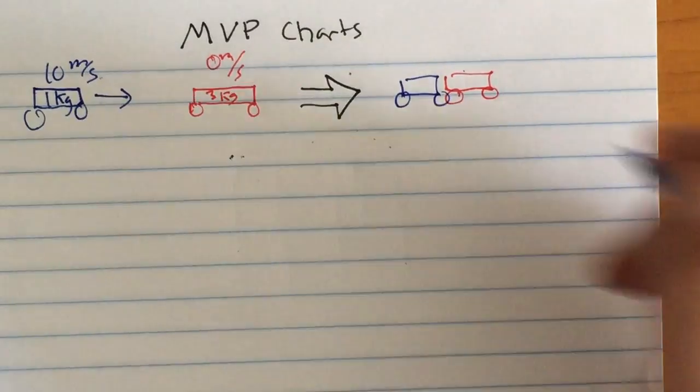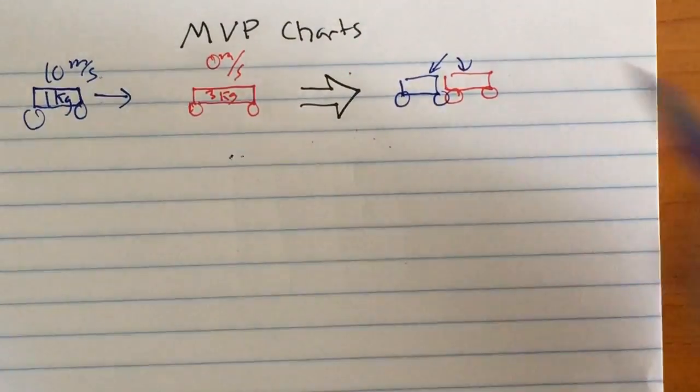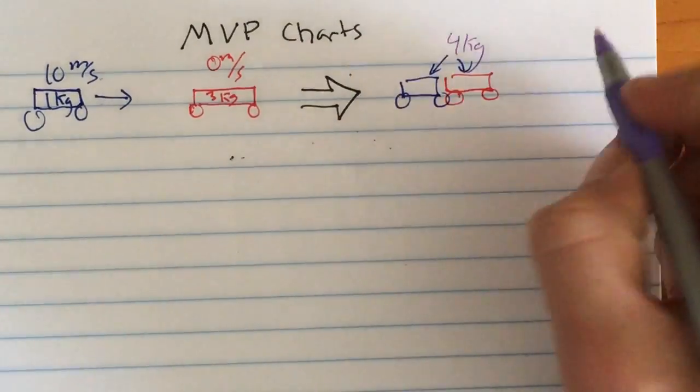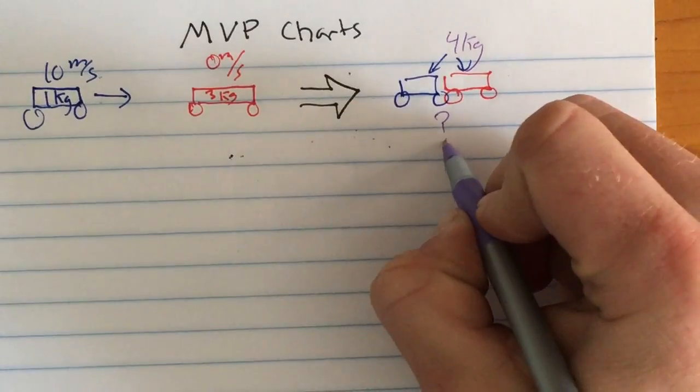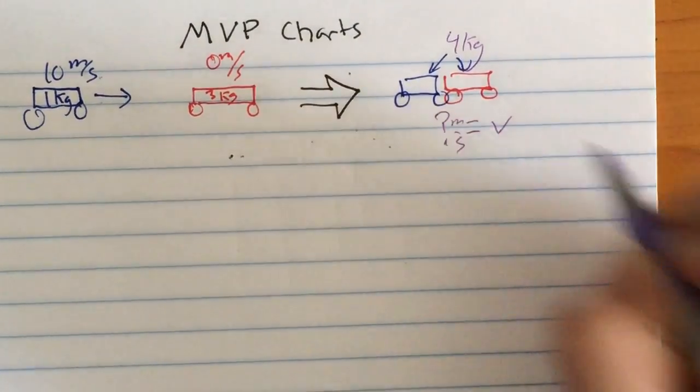So we have kind of a total mass here of 4 kilograms. And our question is, how fast is it going? Meters per second. How fast is this thing going?